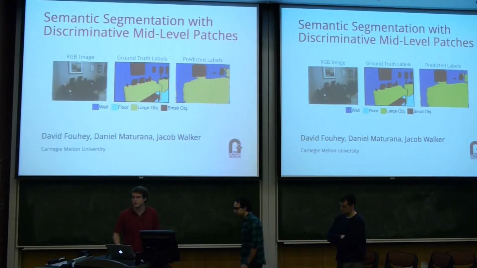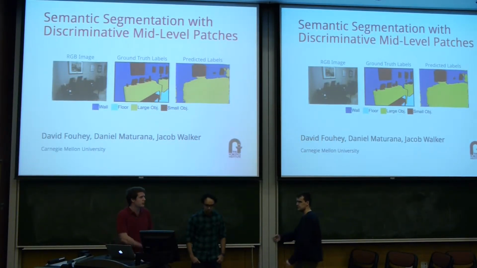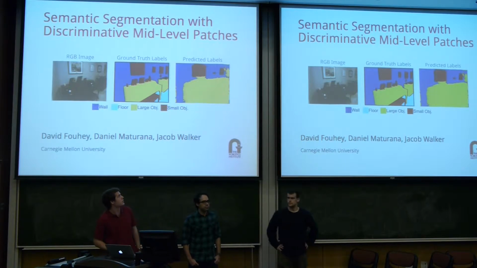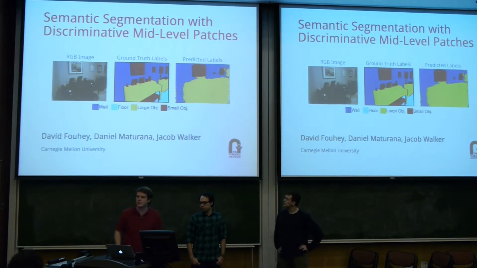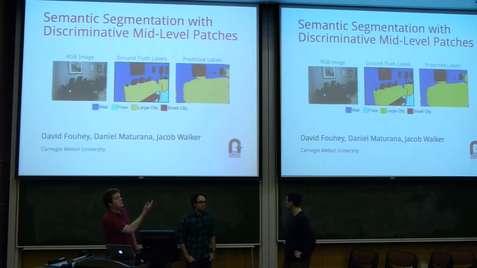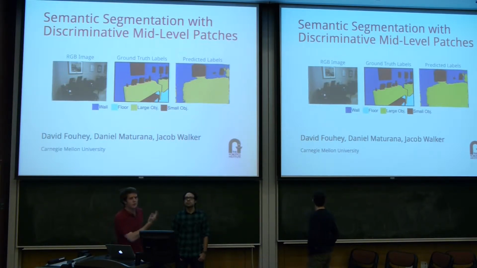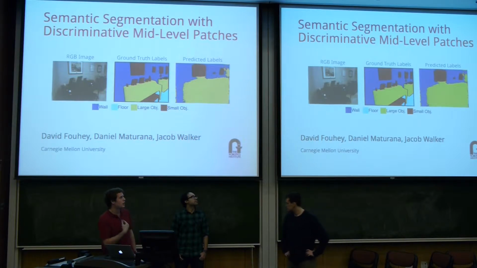Okay, so I'm David Fouhey, this is Daniel Maturana, and Jacob Walker, and our project is semantic segmentation with discriminative mid-level patches. So the goal of our project is to take an input image such as the one on the left, and then to produce for every single pixel in the image a semantic label.